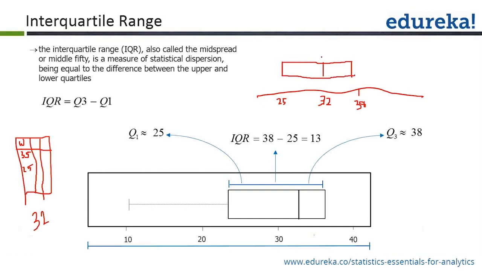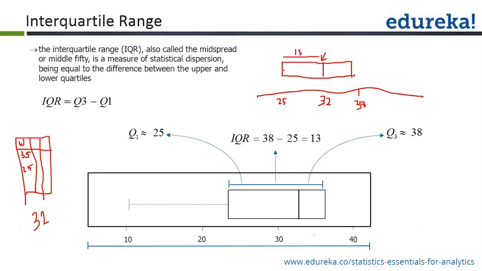So this is your median, this is your 25th percentile value, and this is your 75th percentile value, because the middle one is the 50th percentile. So this is the 25th percentile, this is the 50th, and this is the 75th. Then you take this height. Let's assume the height of this is, say, 13. I'm just making everything approximate.